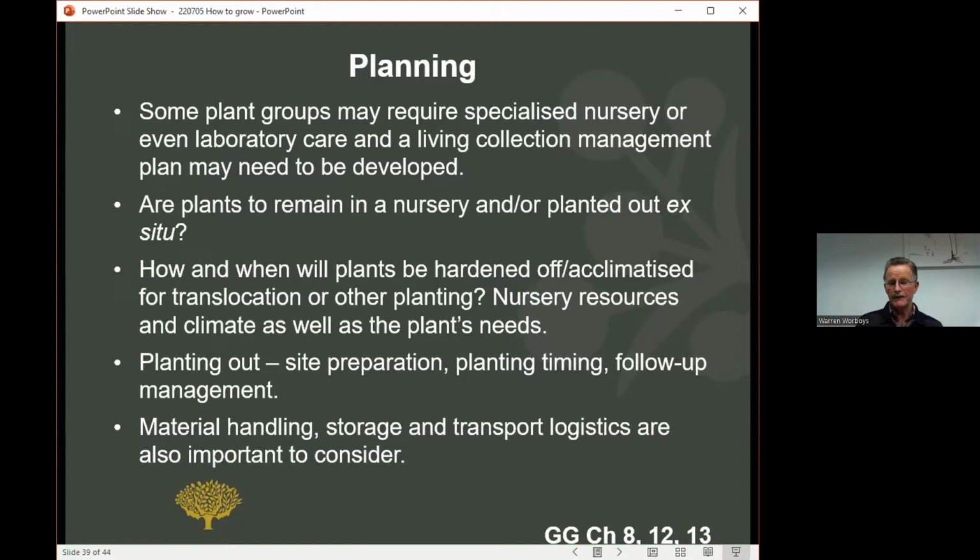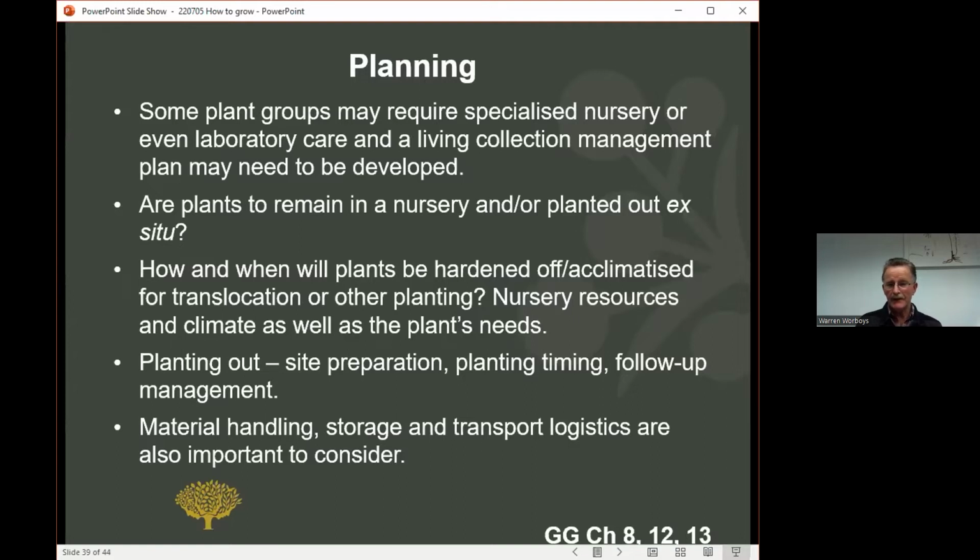So even when you get to the stage of hardening material off or wanting to use them for translocation, make sure that the plants are in a condition that they can go into the field in a similar condition to the outside conditions. Don't take them straight out of a glass house, straight into subalpine conditions, for instance. Planting out, make sure your site preparation is done well in advance. The planting time is done correctly.